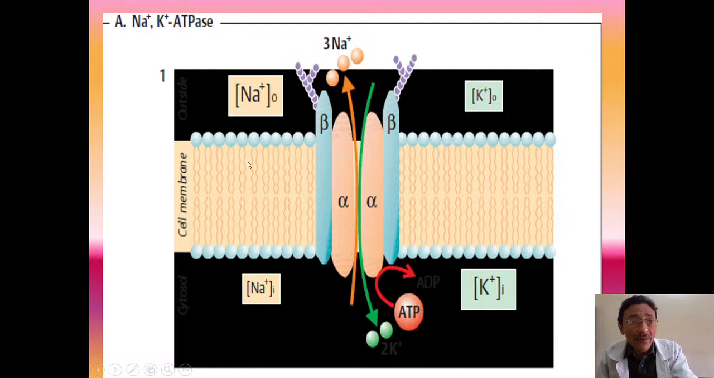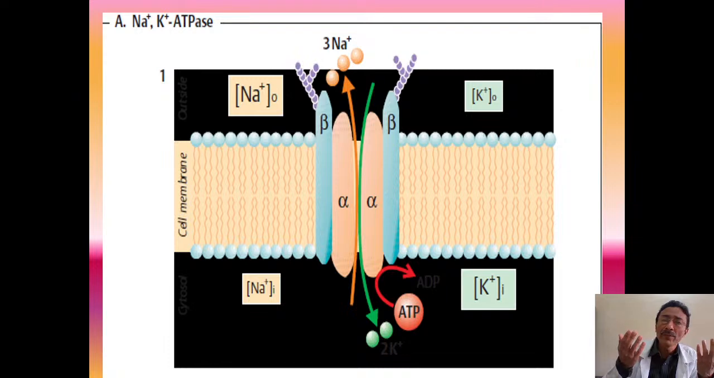By this time, you would have understood that the concentration of sodium outside is more and inside is less. The concentration of potassium inside is more and outside is less. So both these ions, sodium and potassium, are moving against the concentration gradient, but they are moving opposite to each other. Sodium moves from inside to outside, potassium moves from outside to inside.